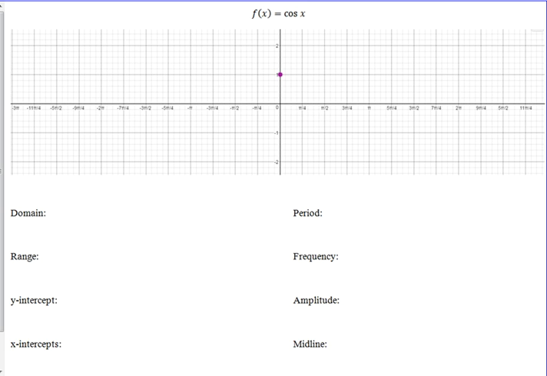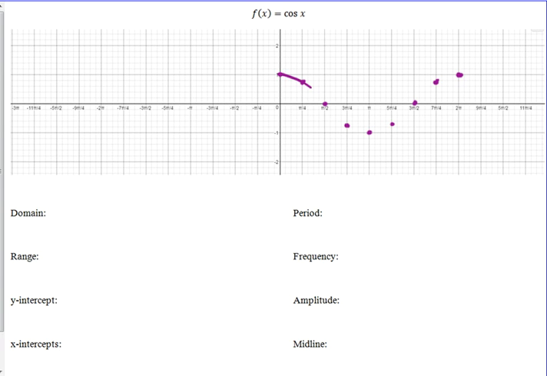Cosine of pi over 2 is 0. Cosine of pi, -1. Cosine of 3 pi over 2, 0. And cosine of 2 pi, 1. We can fill in values for pi over 4. It's the same thing as sine: square root 2 over 2, or 0.7. 3 pi over 4 is negative square root 2 over 2, or negative 0.7. 5 pi over 4, same thing, negative. 7 pi over 4 is positive.